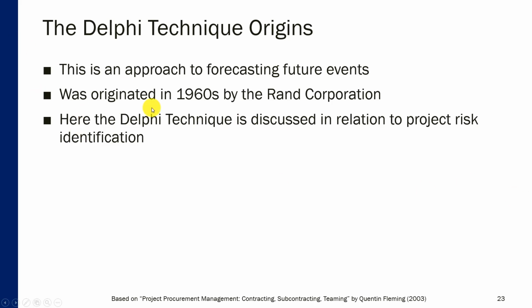Now, another technique that we'll talk about is the so-called Delphi Technique. Originally, this was developed as an approach for forecasting future events by Rand Corporation sometime in 1960s. Here, Delphi Technique is discussed in relation to project risk identification, and you can think of a Delphi Technique as a modified or more sophisticated brainstorming methodology.